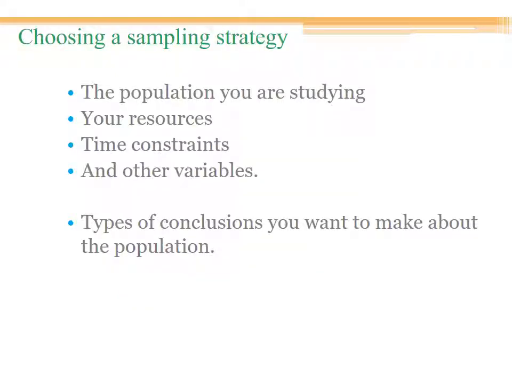So when choosing your sampling strategy, it will depend on the population you are studying, your resources, your time constraints, and other variables. It will also depend on the types of conclusions you want to make about the population. So that's important. Depending on the types of conclusions that you want to make, as well as these other listed items, you will choose either probability or non-probability. We'll go over this in the next 2 presentations.